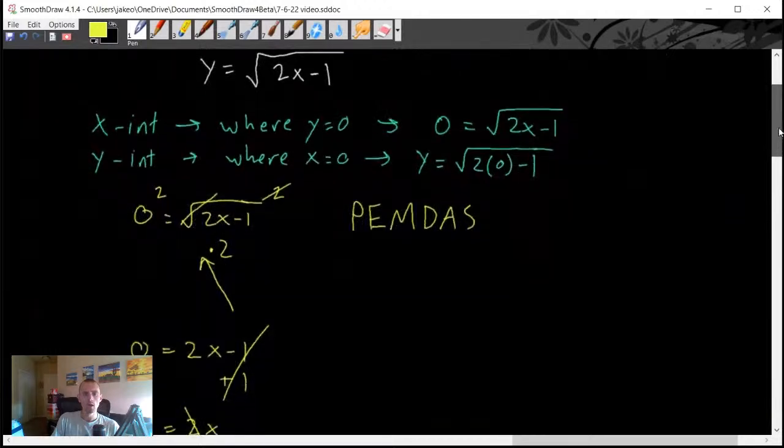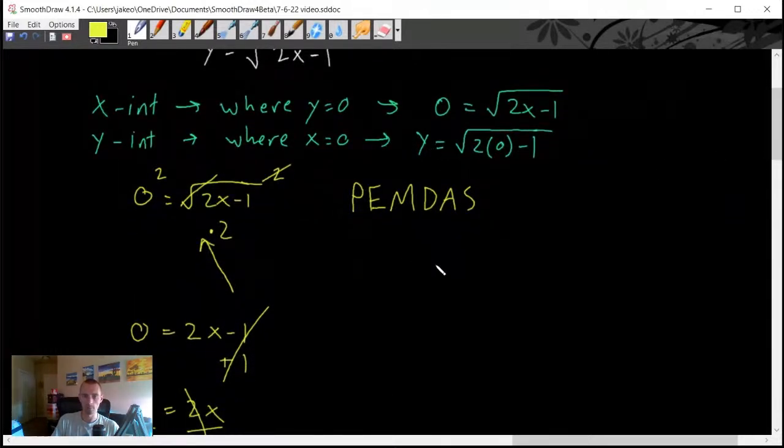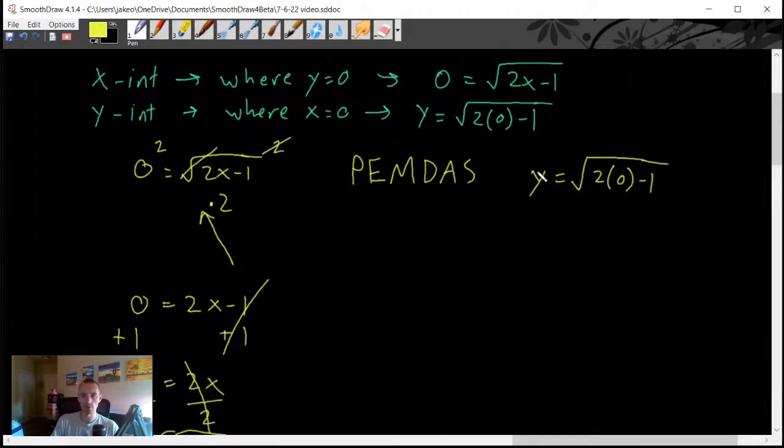Okay. Now we need to find our y-intercept by dealing with this equation here. So we have y equals the square root of 2 times 0 minus 1. In this case, we already have the thing we're trying to solve for isolated. It's already by itself on one side of the equation. So what that means is to solve for this, we would actually just follow PEMDAS in the correct order. Parentheses, exponent, multiplication, division, addition, subtraction.